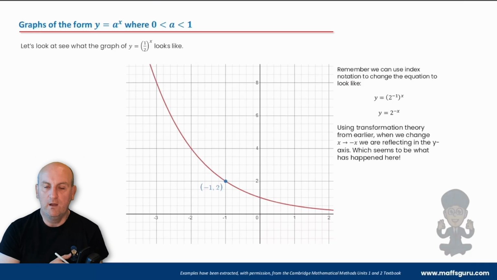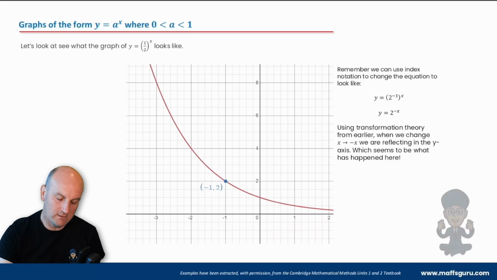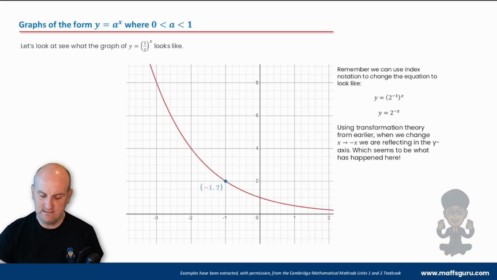Right, graphs of the form y equals a to the x, where a falls between 0 and 1. All right, so in this situation, some sort of fractional value. So if we now look at the idea of what the graph of y equals a half to the power of x is, well, first things first, it seems to be actually reflected, right? In this situation, it's still going through 0, 1, but now it's going through minus 1, 2. Why is it going through minus 1, 2?